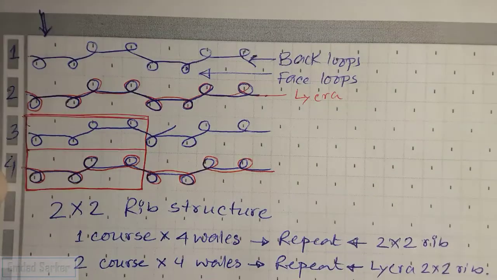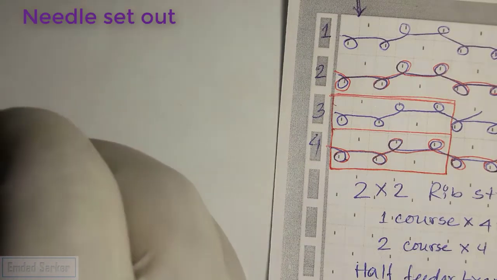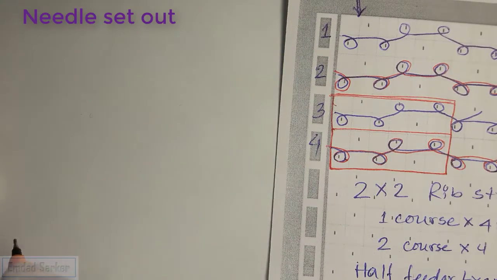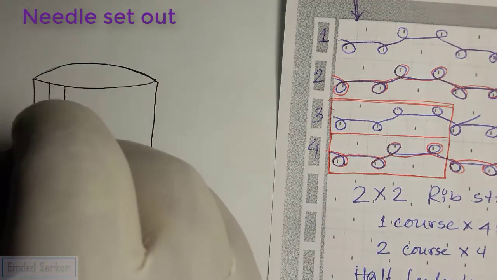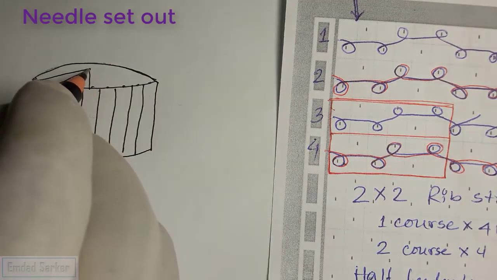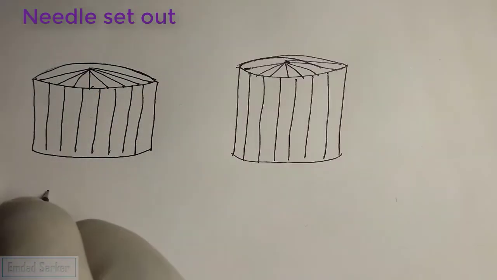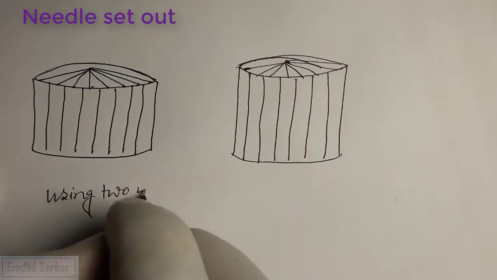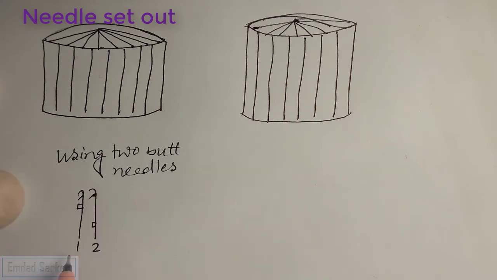Now we can figure out the needle set out for this fabric. This is a rib derivative, so we can do the needle set out in 2 methods. This is a cylinder, these are the tricks, this is the dial, these are the dial tricks. I will draw another cylinder here. The first process uses 2 butt needles. These are the needles, butt 1, butt 2. We will use only the needles of first butt position.